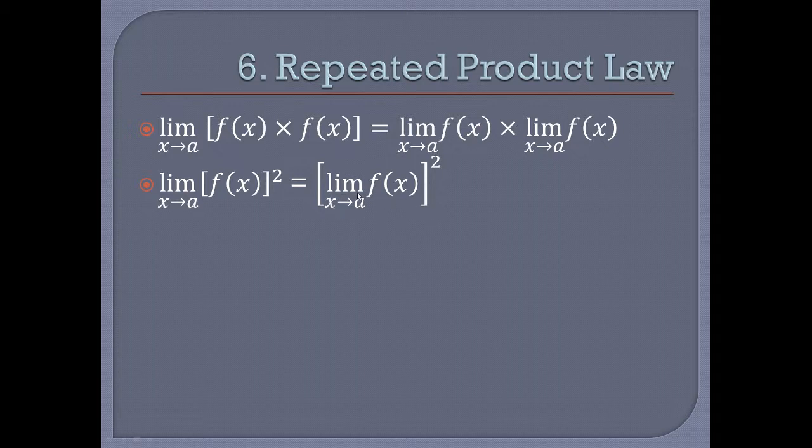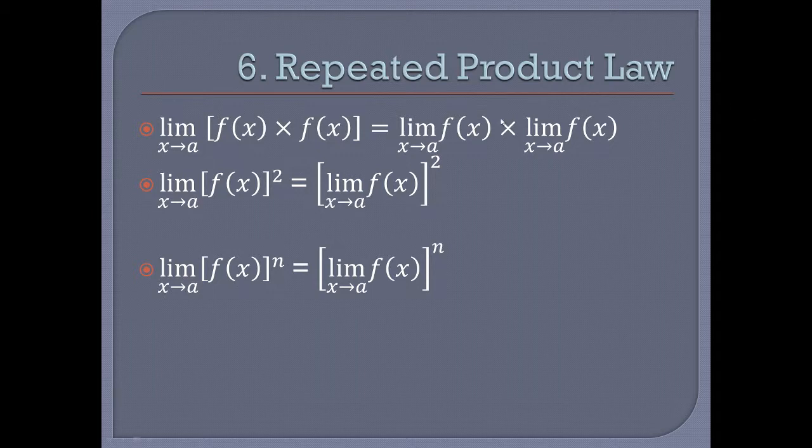Now, since this is true for a function being multiplied by itself once, we can safely extend that to a function being multiplied by itself 3 times and 4 times and 5 times and so on. And we can write more generally the repeated product law as this. So the limit as x goes to a of f of x to the power of n is really the same as the limit as x goes to a of f of x, all taken to the power of n. This is a consequence of the product law, where we just apply it several times. We just happen to have the same function every time.